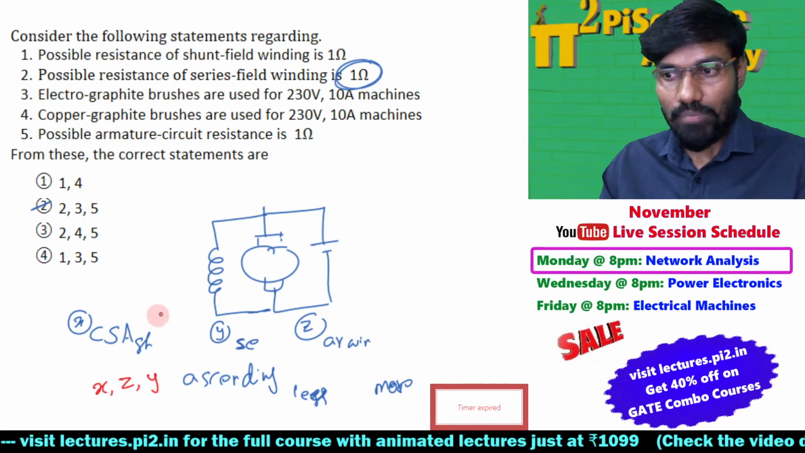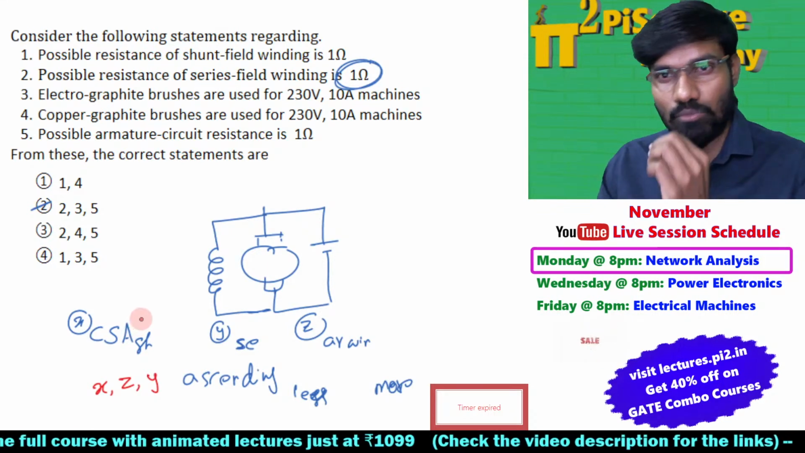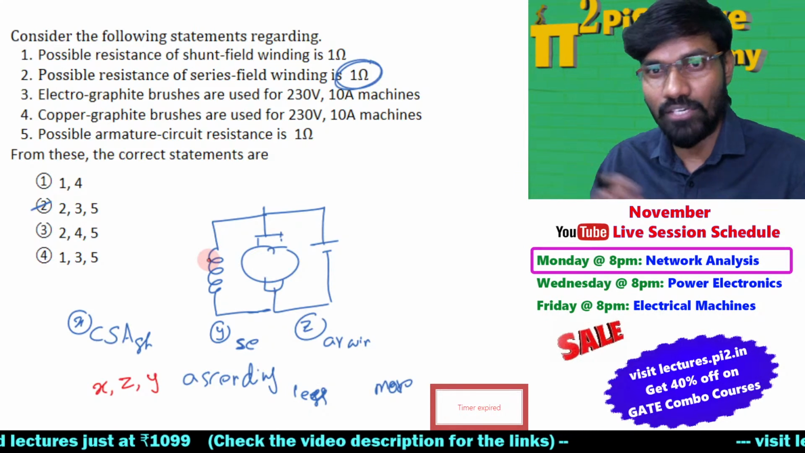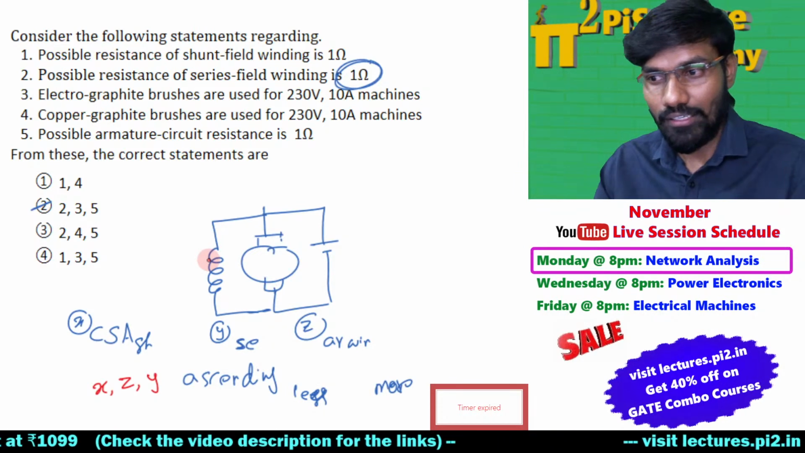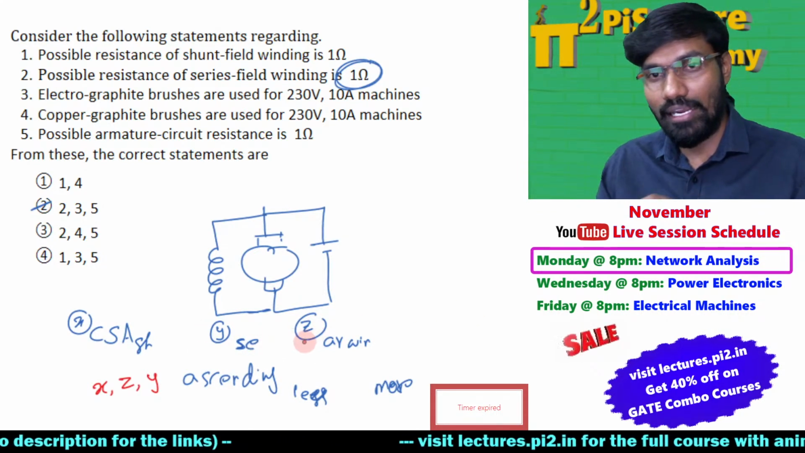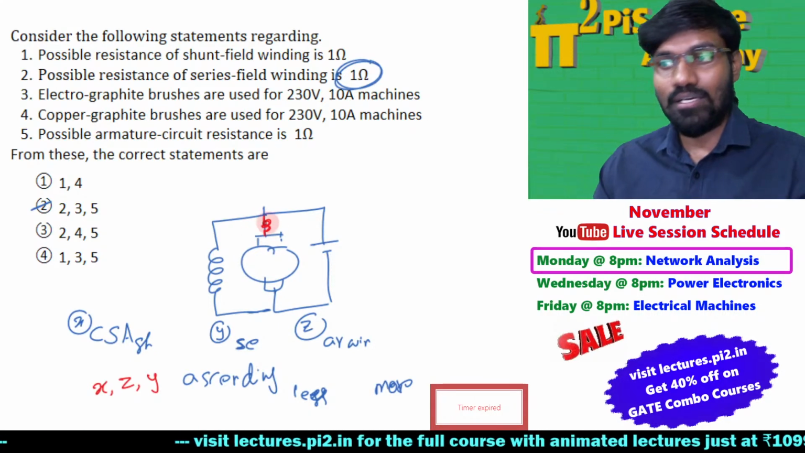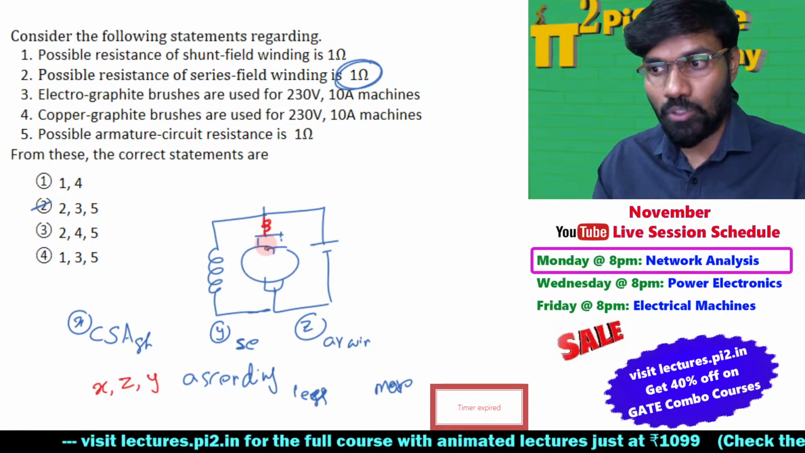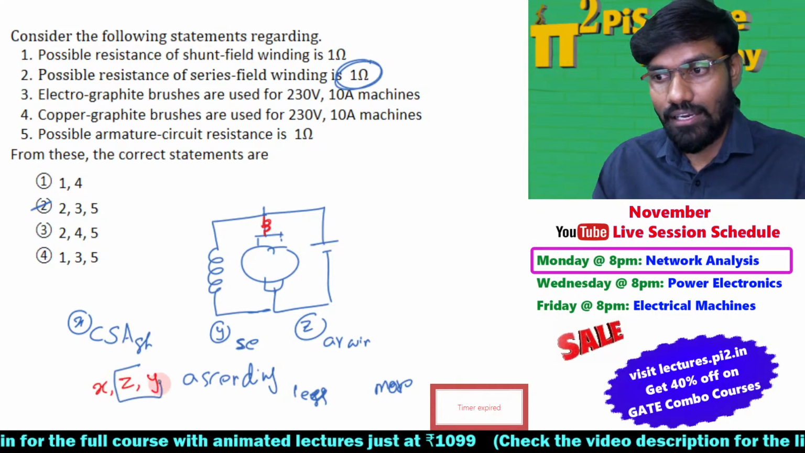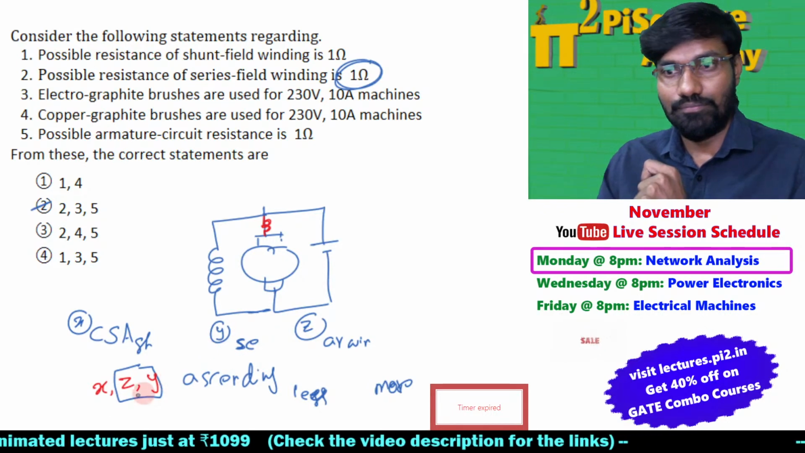Because shunt field winding carries a very small amount of current, we don't have to have a thicker or bigger cross-sectional area. Less is enough. Now, series field winding and armature winding both will carry the same current. Now tell me, how come you are saying this has less cross-sectional area compared to this?